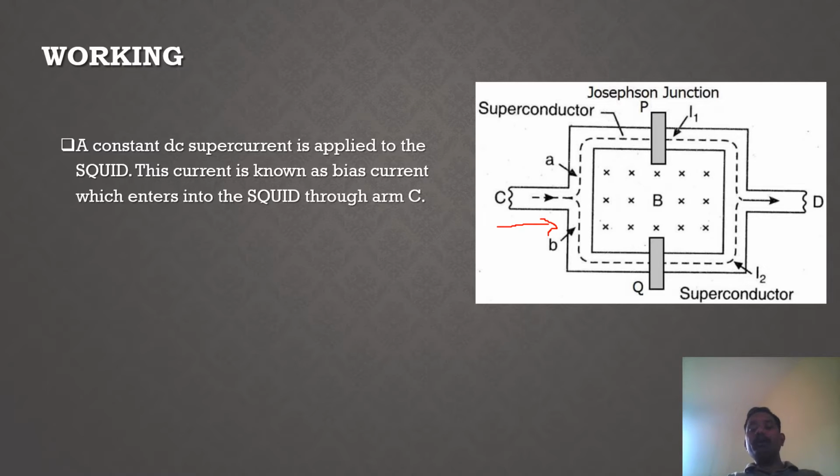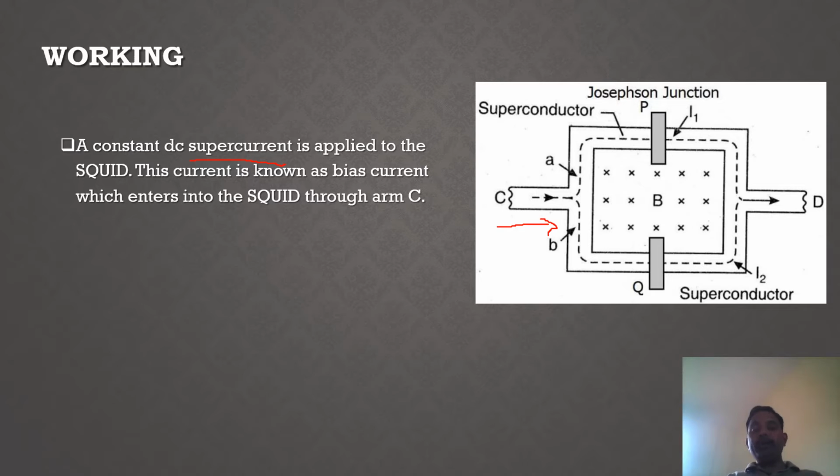Why are we saying supercurrent here? Because in a superconductor, according to BCS theory, instead of a single electron there is a Cooper pair, and that Cooper pair is formed by electron-lattice-electron interaction. So instead of a single electron, there is a pair of two electrons, known as a Cooper pair. So the current passing through a superconductor is what we call supercurrent.